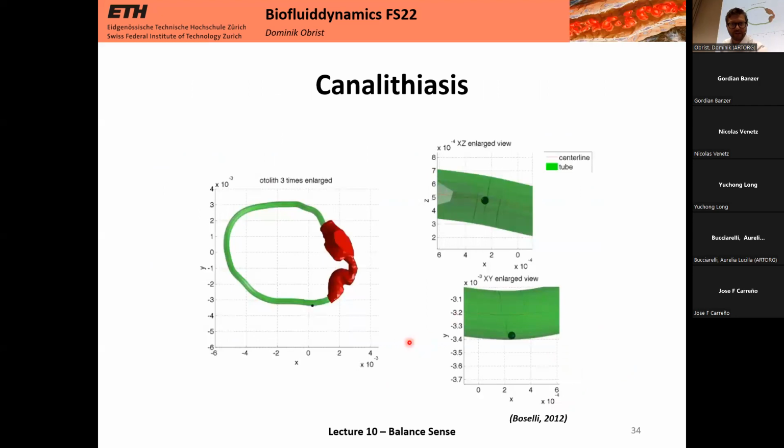I'd like to show you this here. This is a numerical simulation of such a semicircular canal. You see, it's not perfectly toroidal. This is an actual patient case. This dot here is a particle, and no, it doesn't work like that.